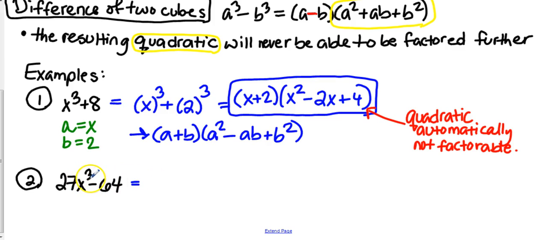27, chart knowledge, 27 is what to the third power? 3 to the third is 27, and x to the third is x to the third. So I can rewrite that first term as 3x all cubed. Chart knowledge one more time. What to the third power equals 64?